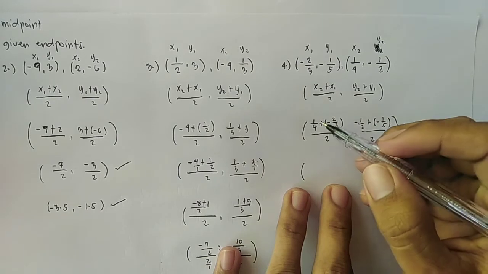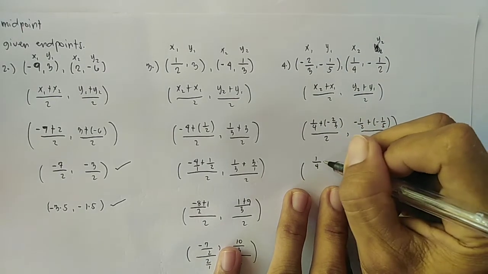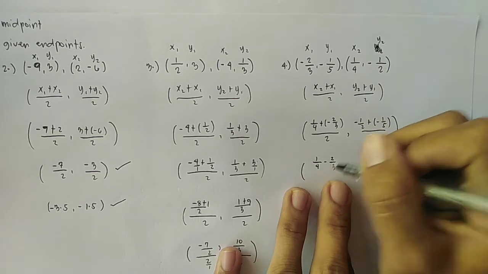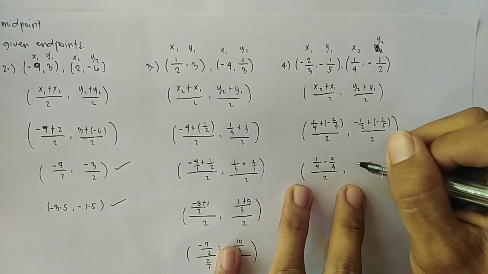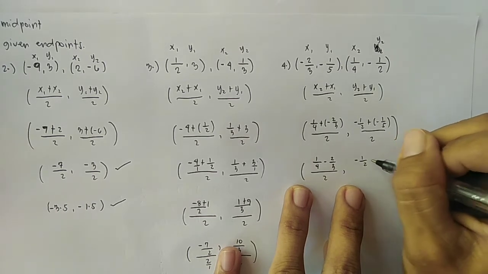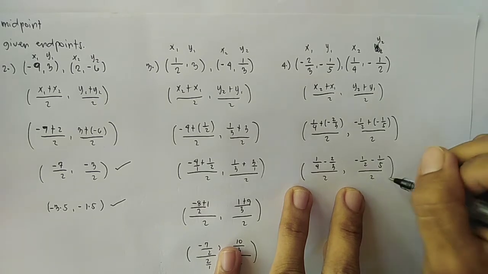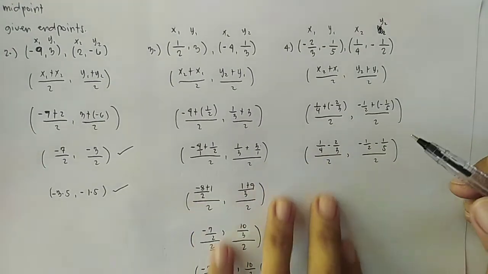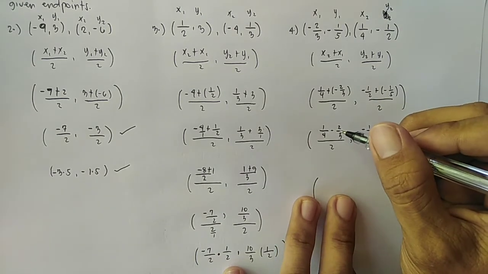So now simplify 1/4 plus negative 2/3. Let me rewrite that this way: 1/4 minus 2/3 all over 2. And we have negative 1/2 minus 1/5 all over 2. So to make it clear, let us continue. We have 1/4 minus 2/3.